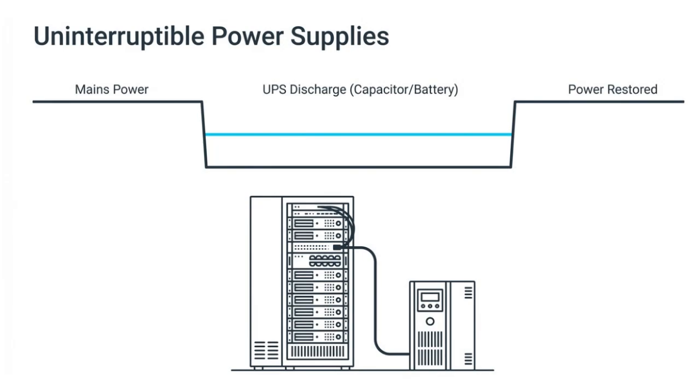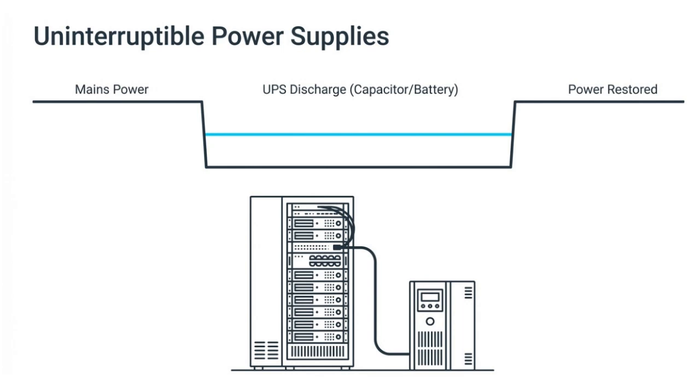Let's look at how uninterruptible power supplies, UPS, work when the main power goes out. The UPS draws energy from its capacitors or battery to keep the equipment running without any interruption. This backup power continues until the main power is restored, ensuring that critical systems stay online and avoid shutdowns or damage during outages.